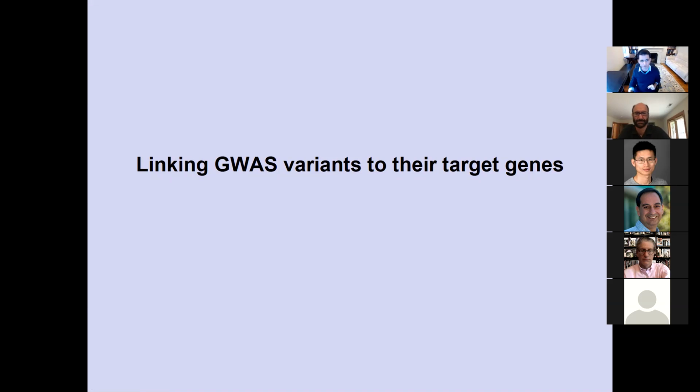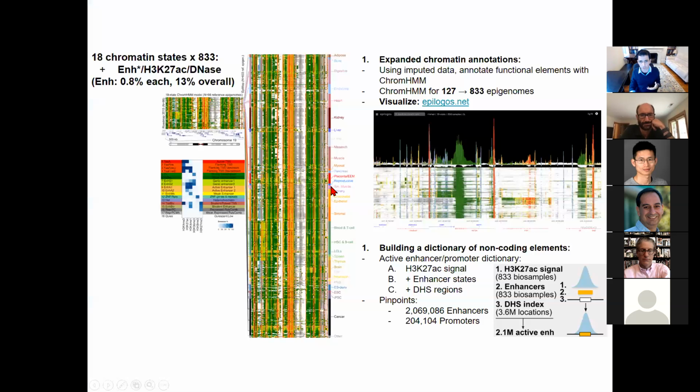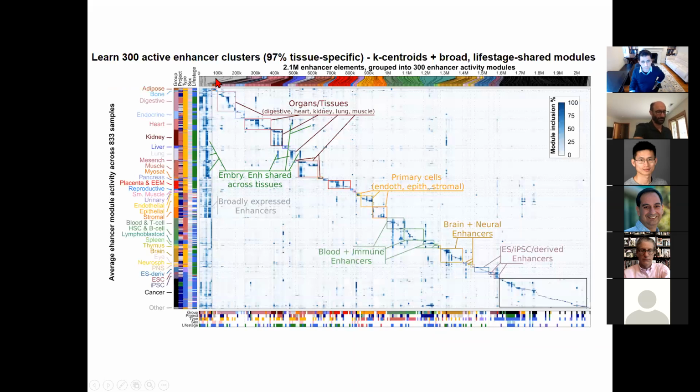All right. So last topic, just very briefly: linking GWAS variants to their target genes. I mentioned briefly that we've generated this EpiMap resource that's combining Roadmap and GGR and ENCODE. We now have 800 reference epigenomes. For each of those, we have chromatin states. For each of those, we have enhancer calls that combine the accessibility and the peak in H3K27 acetylation signal. Using these, we can now take 2.1 million enhancer elements and then condense them into 300 patterns of activation across the different tissues.